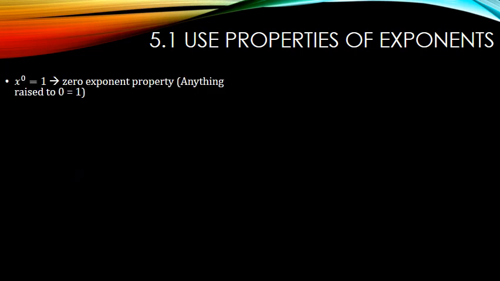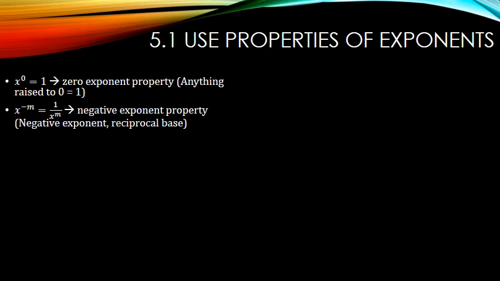The zero exponent property says that anything with 0 as an exponent equals 1. So x to the 0 is 1. Negative exponent property says anything with a negative exponent, you reciprocal the base. So x to the negative m equals 1 over x to the m.